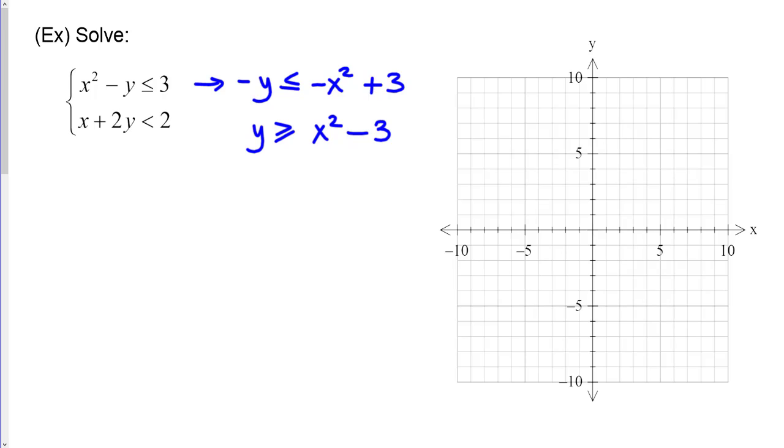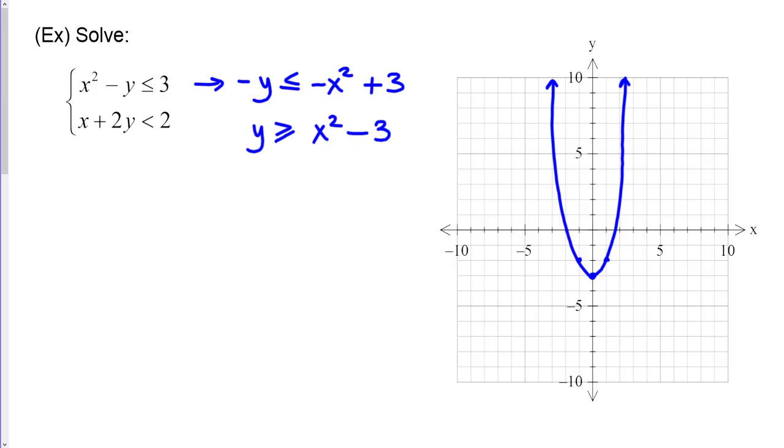For this, when I graph, I'm going to have a parabola, and it's shifted down 3 units, and it has points here and here, and I'm not going to be terribly accurate with the rest of it. I'm just going to sketch in a parabola. That works just fine. Okay, next, oh, and I did use a solid line to graph my parabola because of the greater than or equal to.